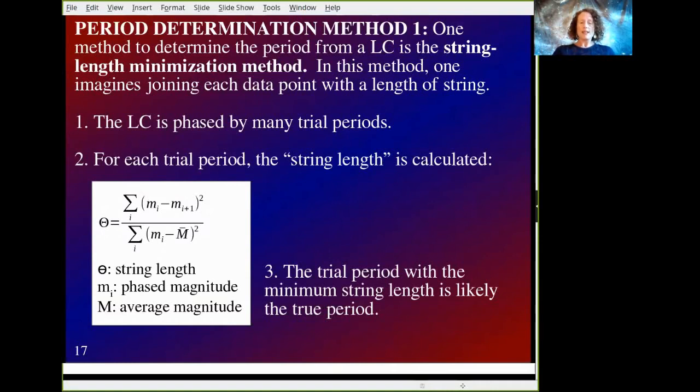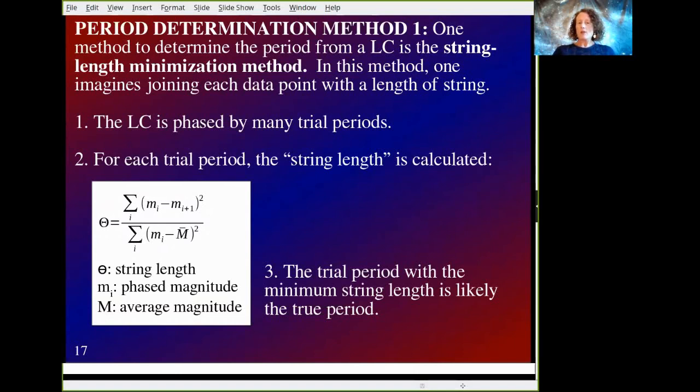So theta is the string length, and you can see that it's the sum of the differences in the phased magnitudes. So it's just with the adjacent points in time, or rather in phase, and then divided by the phase magnitude minus the average magnitude, and each of those quantities, top and bottom, are squared. And that's just to make it so that it does not become negative. And so that will give you a length of your string.